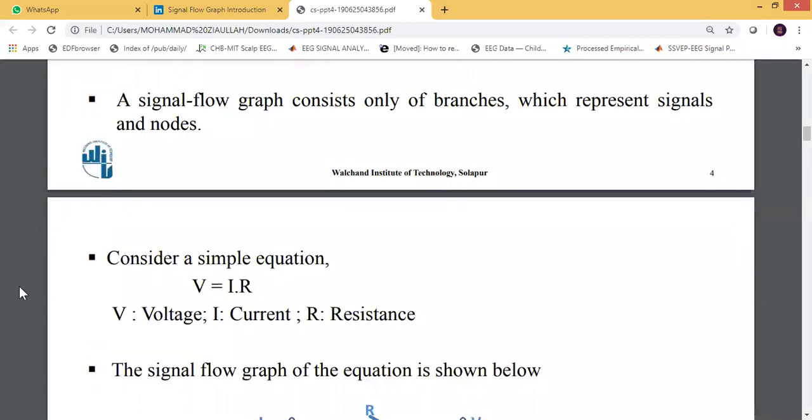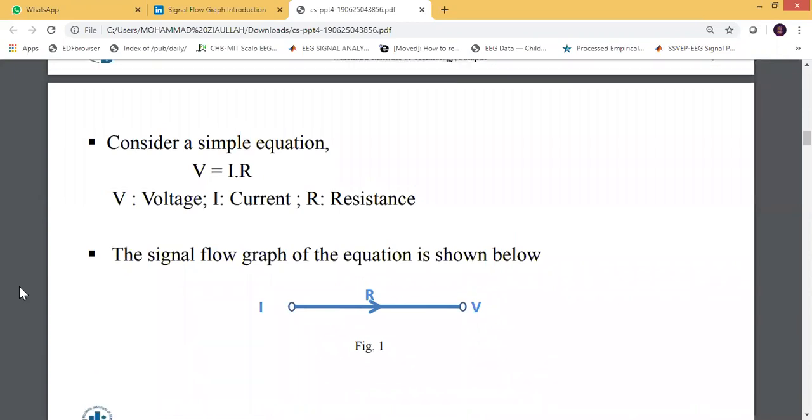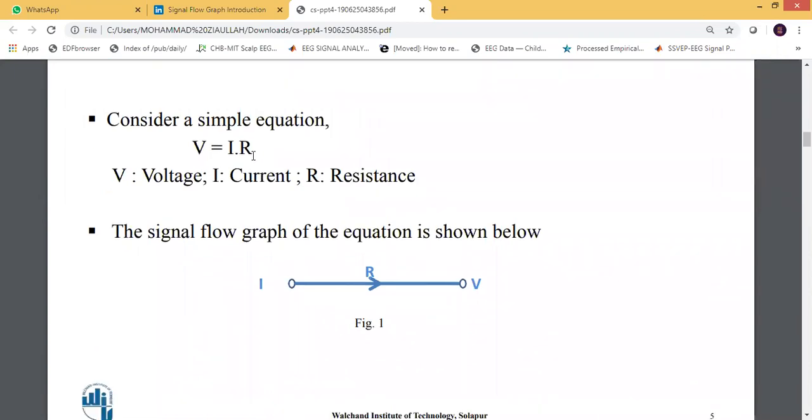Now, let us consider one simple example, the equation V is equal to I into R. Ohm's law says that the voltage across the conductor is directly proportional to the current and the resistance. V is equal to I into R. Here V represents voltage, I represents the current, and R represents the resistance of the circuit. Now, if I want to construct a signal flow graph for this particular equation, V is equal to I into R, I need to go for this diagram.